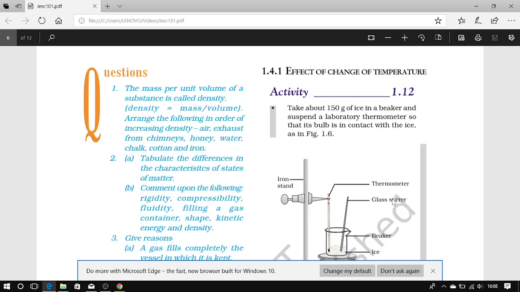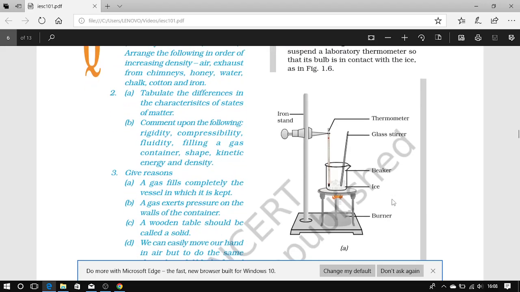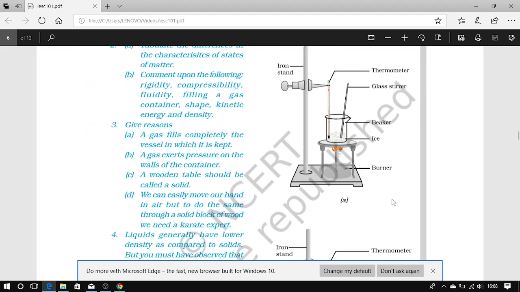Tabulate the difference in the characteristics of the states of matter: solid, gas, and liquid. Comment upon the following: rigidity, compressibility, fluidity, filling a container, shape, kinetic energy, and density. So, density high, low, kinetic energy low, and high, continuous. You compare and note down a single comment.